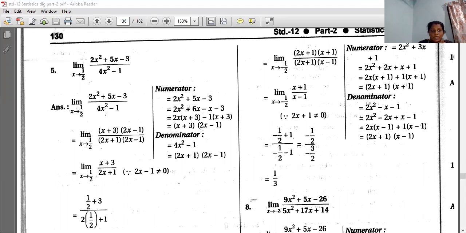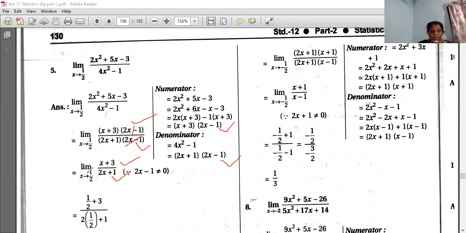Okay. So next is 4x square minus 1, the denominator. This is the same, a square minus b square, so 2x plus 1 and 2x minus 1. Now this will be your new numerator and denominator that we will write over here. Now from this, 2x minus 1 and 2x minus 1 will be reduced. Then you will be getting x plus 3 upon 2x plus 1.